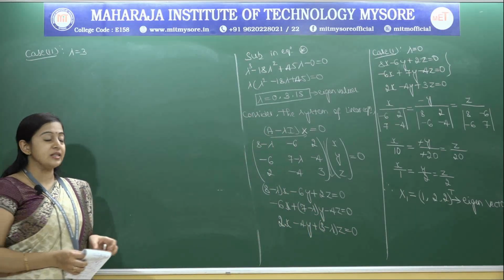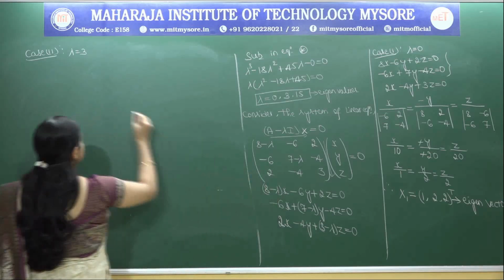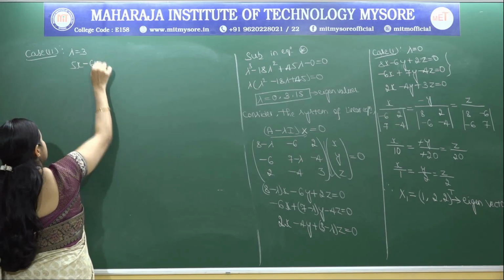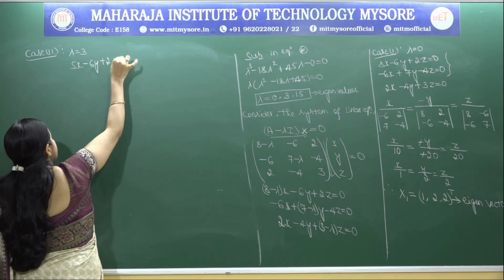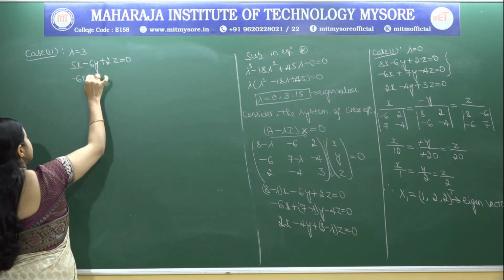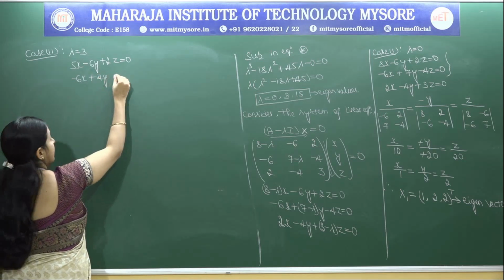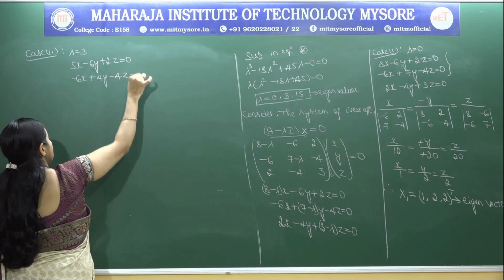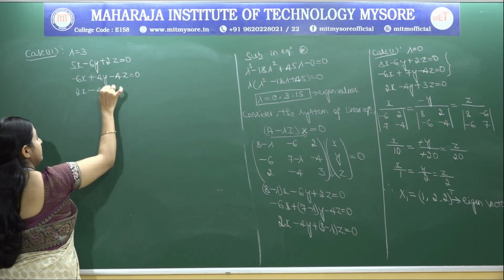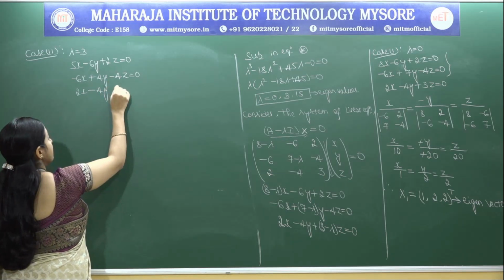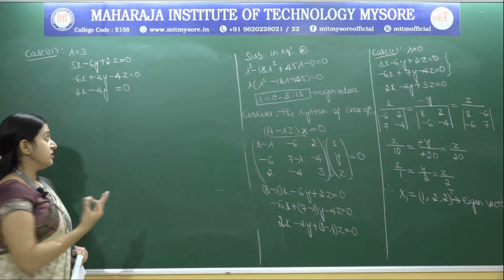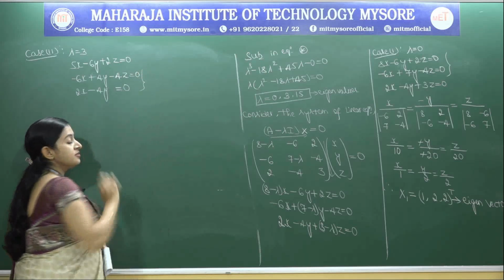Next, for lambda equals 3, substitute lambda equals 3 here. You will get the first equation, it is 5x minus 6y plus 2z equals 0. Similarly, minus 6x, with lambda equals 3, you will get plus 4y, then minus 4z equals 0. The last one, 2x minus 4y, put lambda equals 3, you will get 0z, the last one. So consider any two of the equations. I consider the last two equations.